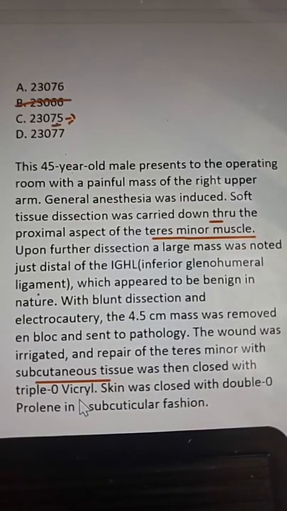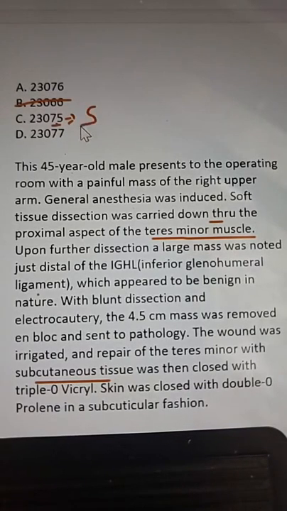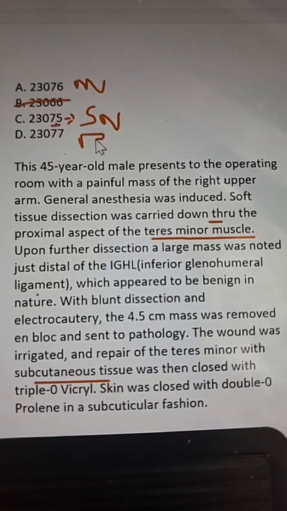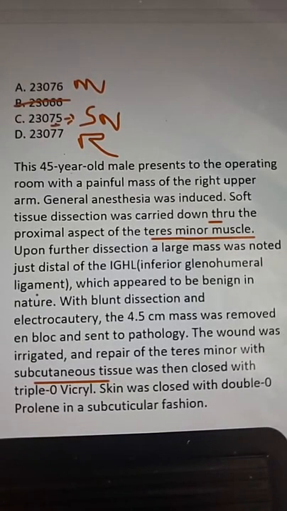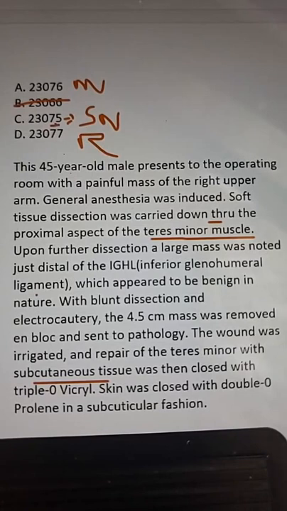So, what do you guys think? Did we do sub-Q? Did we do muscles? Did we do radical? Ligaments? Sub-Q. Ligaments are tied to all of the above. They are attached to muscles, bone, and tissue. So that's an interesting question.